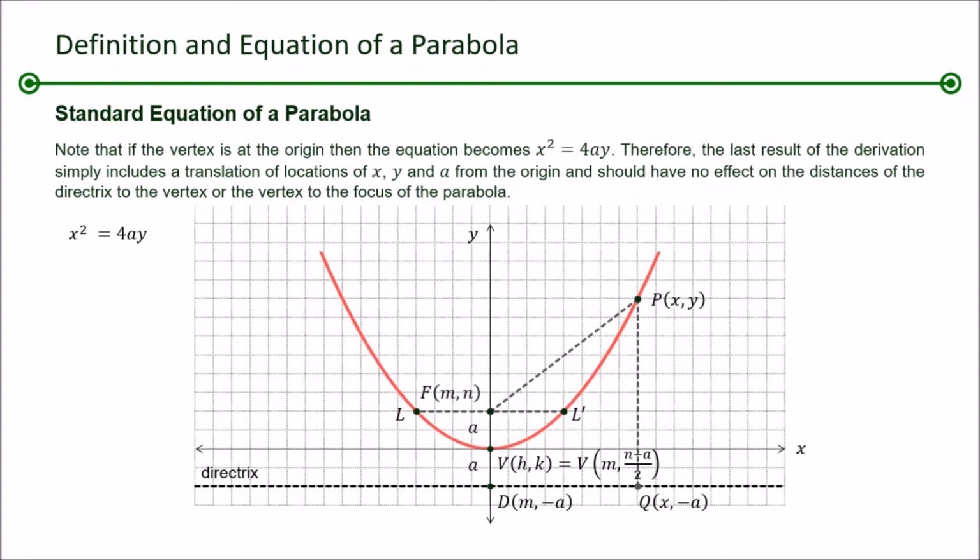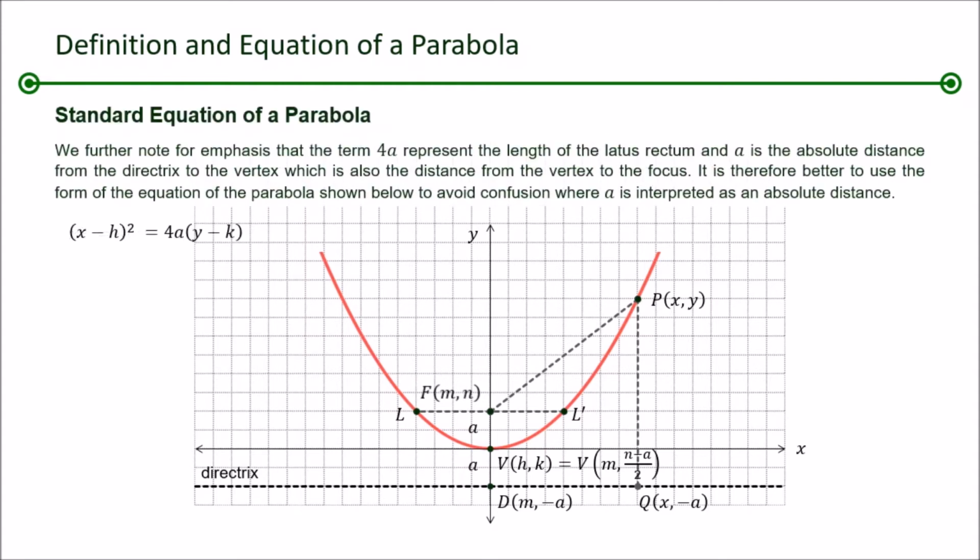If we try to include a translation from the origin, then this equation becomes x minus h squared equals 4a times y minus k. We further note, for emphasis, that the term 4a represents the length of the latus rectum and a is the absolute distance from the directrix to the vertex, which is also the distance from the vertex to the focus. It is better to use the form of the equation of the parabola shown below to avoid confusion where a is interpreted as an absolute distance.